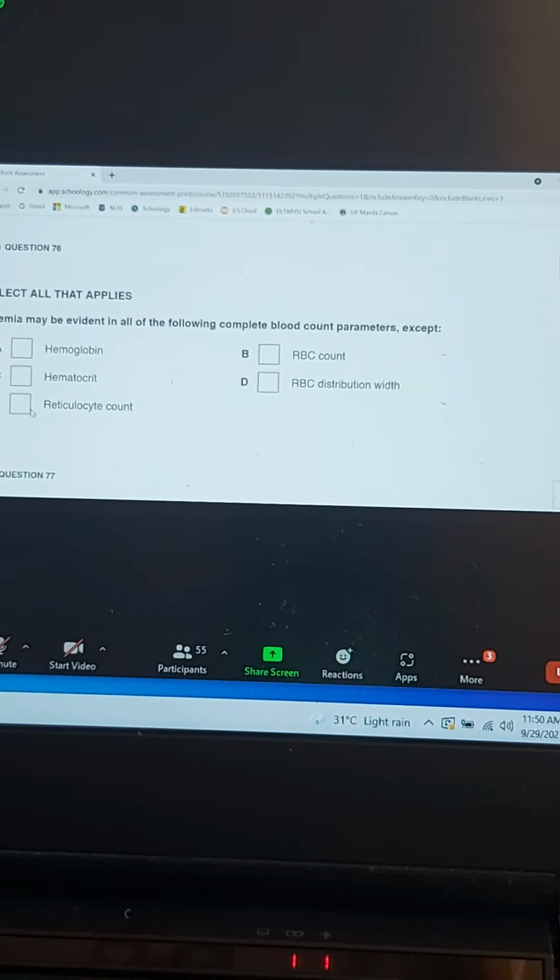Kapag mataas ang reticulocyte count, evident siya sa anemia or indicative pa siya ng anemia.